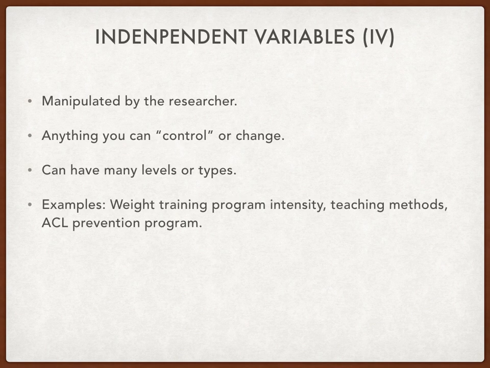More examples of this could be a weight training program intensity. So let's say you have group 1 doing an exercise at 80% of their max, then another group doing it at 70% of their max, and group 3 doing nothing. So those are the independent variables, and that's the different levels I'm talking about. Teaching methods is another example. ACL prevention program, since there are multiple ACL prevention programs, is an independent variable, something that can be manipulated by the researcher.